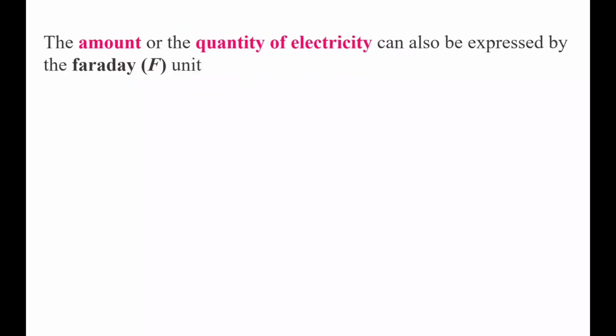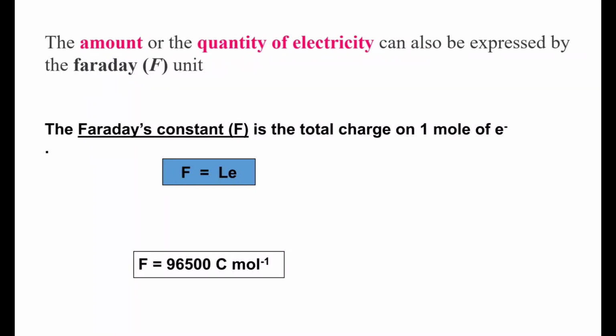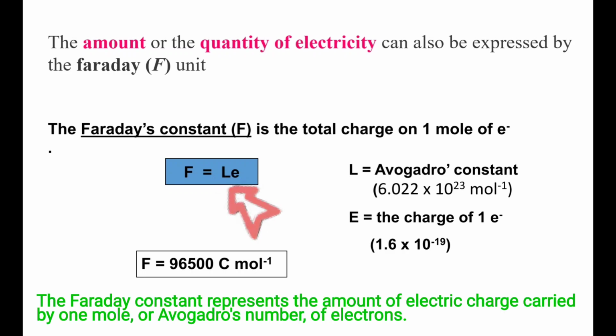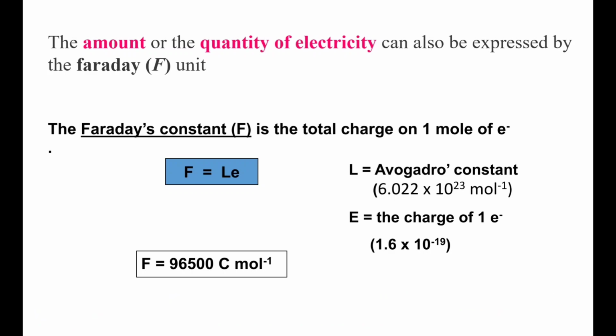Next, the quantity of electricity can also be expressed by the Faraday unit. Therefore, the relationship between the Faraday constant and the Avogadro constant is like this, where L is the Avogadro constant and e is the charge of one electron. For exam purposes, the value of the Faraday constant is usually taken as 96500 coulomb per mole. So 96500 coulomb is called 1 Faraday.